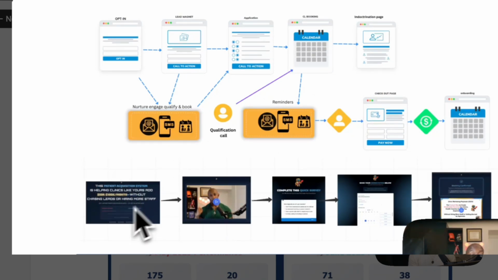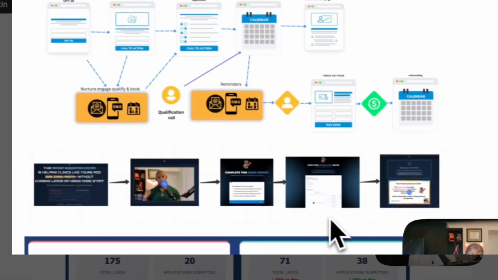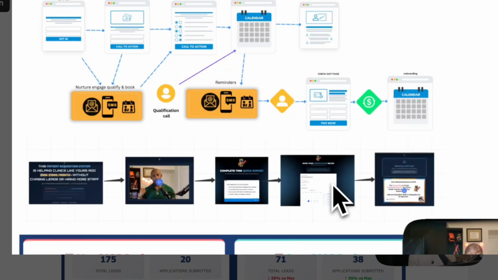So essentially there's a video, people opt in to see the video. Once they watch the video, they now have to fill out a questionnaire. Once they fill out the questionnaire, then they have the ability to book an appointment with me, and then they watch a video at the end that gives them some more information to prepare for the call with me.